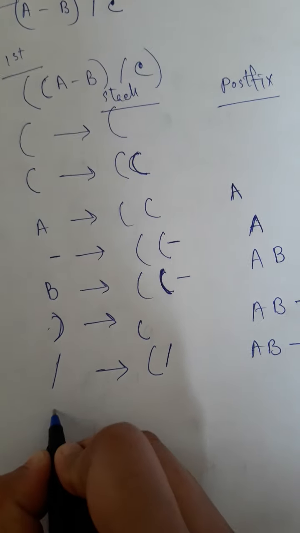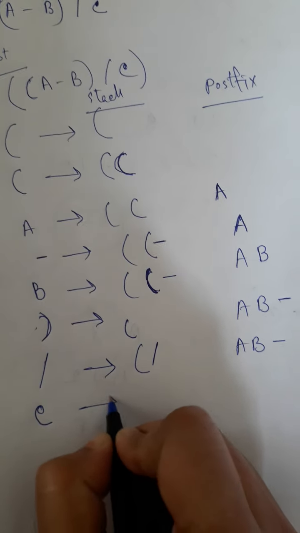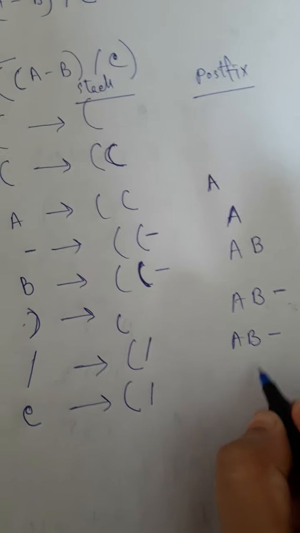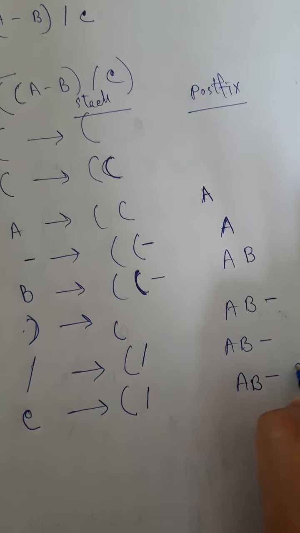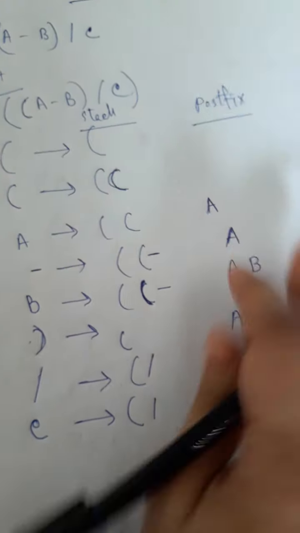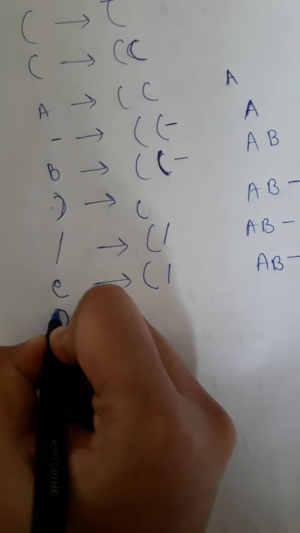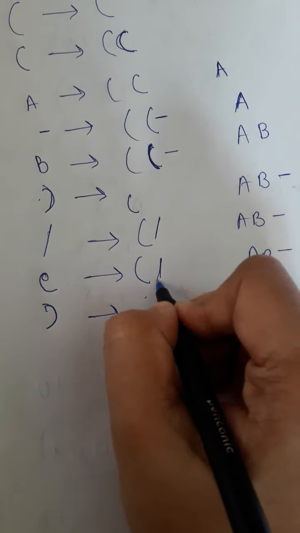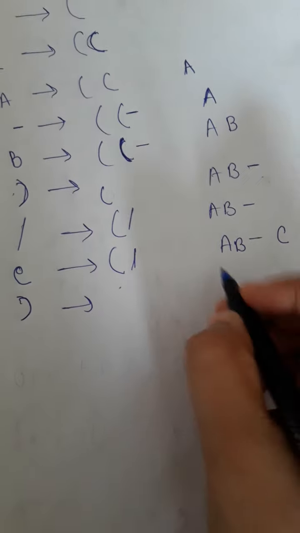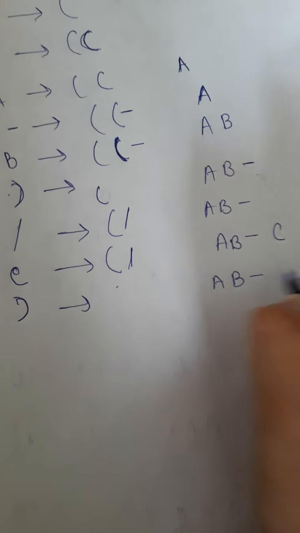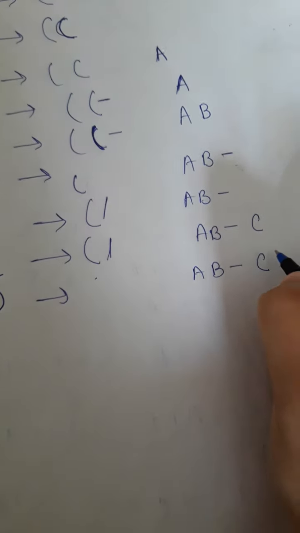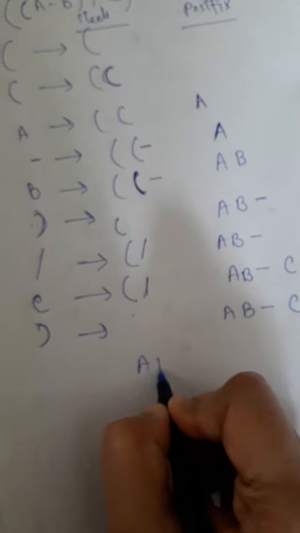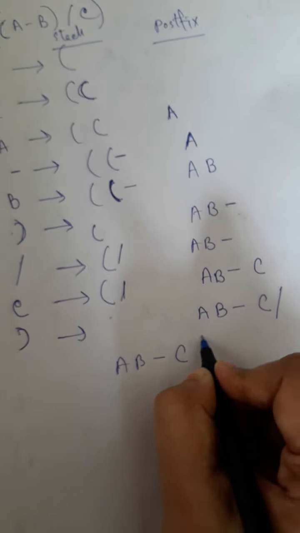Now there is a C. C is an operand, so C will be added in the postfix expression. Now again I am getting a closing bracket. Closing bracket means we have to pop out all the stack elements. The stack element is only the division part, so everything will be popped out now. AB minus C, division will come out. So the final postfix expression will be AB minus C slash.